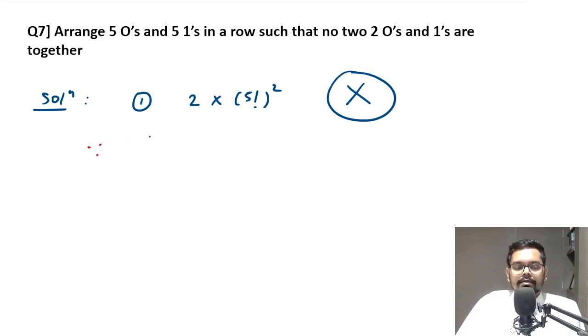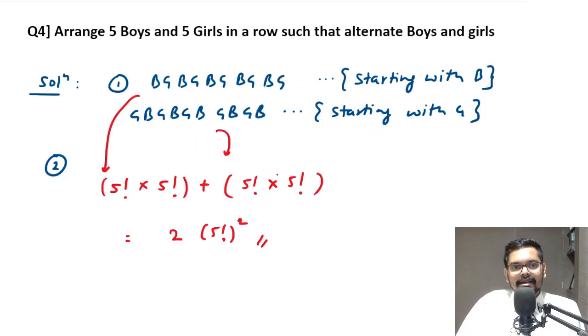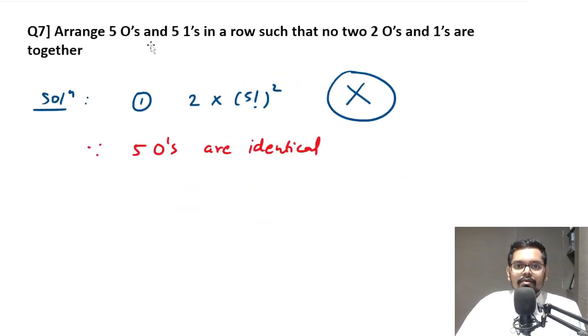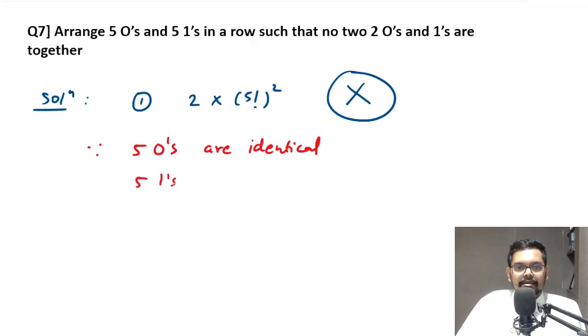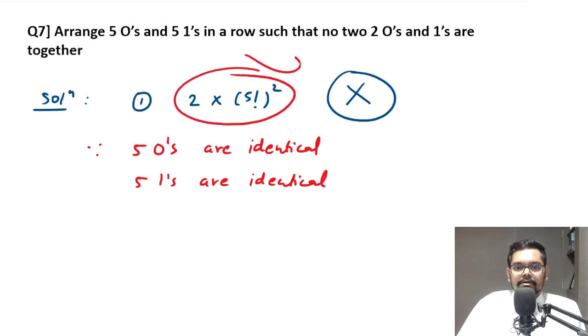Since 5 zeros are identical, but 5 boys are not identical. 5 boys were different, B1, B2, B3, B4, B5, right? So all the boys were different. So this kind of thing is right there. But here that fails because 5 zeros: 0, 0, 0, 0. We don't have 0-1, 0-2, 0-3, right? So 5 zeros are identical. Similarly, 5 ones are identical. Therefore, this is the wrong answer.